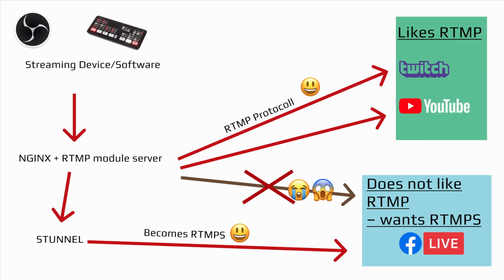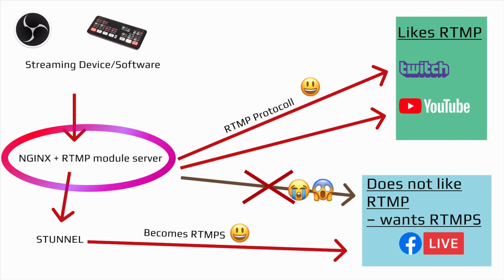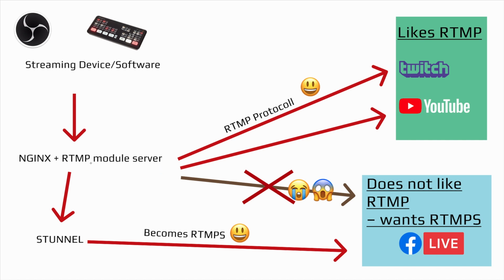So we're going to stream from your device, whether it would be OBS or Atem Mini Pro or whatever. We're not going to stream straight to YouTube or wherever you want to stream to. We're going to actually stream to our own nginx server with the RTMP module. And we're going to tell the nginx server to shoot away that stream to the destinations of our choice. And in that way, we can do multiple destinations.